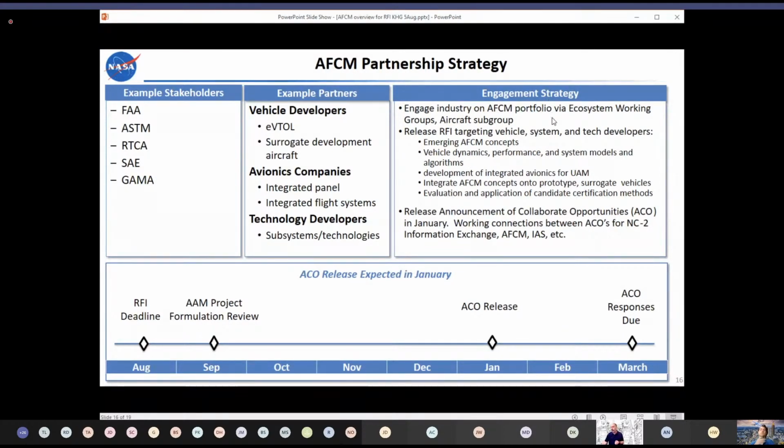So the engagement strategy: we're engaging with the community. This is part of that outreach activity. We have the RFI that is out on the street. Responses from that are due in roughly a week. We will use that information to help shape the formulation of our project. We have a significant review coming up in mid-September. And then based on the combination of those two things, we will be developing an announcement of collaborative opportunity.